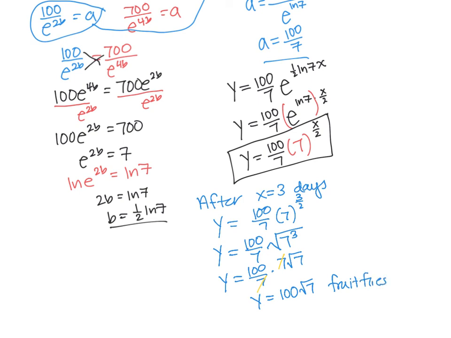And because I don't have a calculator and because I like exact answers, I can leave it like that. If I wanted to put it in a calculator, I could put it in the calculator. I think you get something like 264 fruit flies.